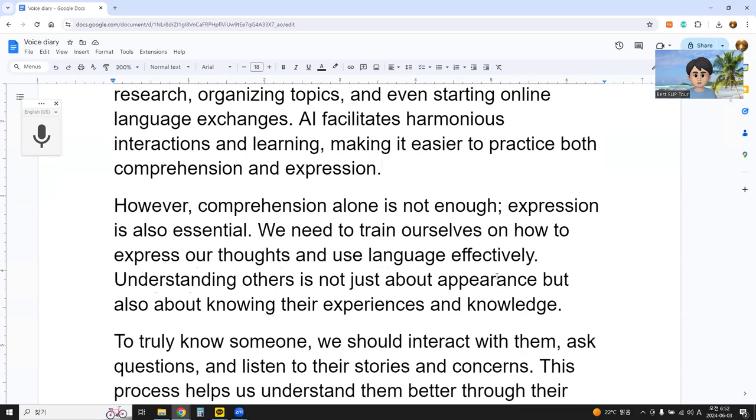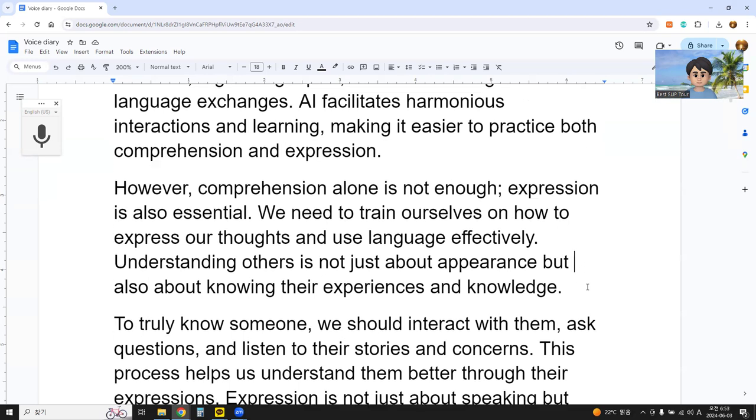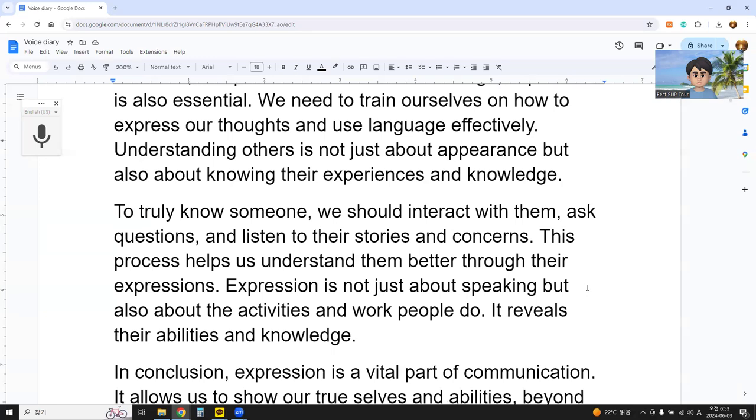However, comprehension alone is not enough. Expression is also essential. We need to train ourselves on how to express our thoughts and use language effectively. Understanding others is not just about appearance, but also about knowing their experience and knowledge. To truly know someone, we should interact with them, ask questions, and listen to their story and concerns. This process helps us understand them better through their expression. Expression is not just about speaking, but also about the activity and work people do. It reveals their ability and knowledge.